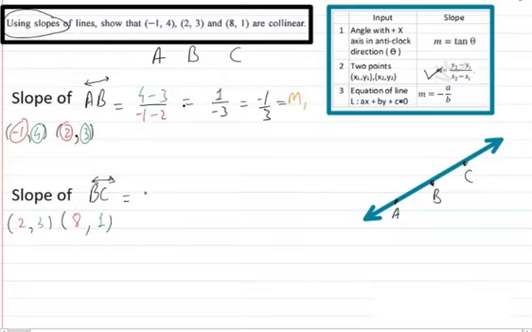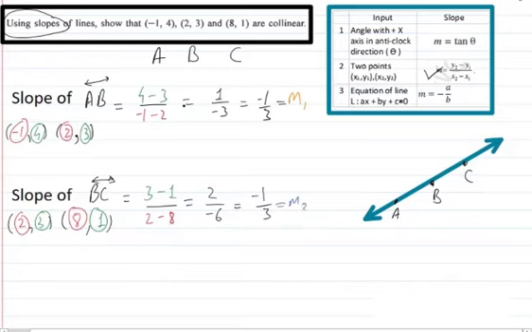Now similarly, let's find the slope of line BC, and the coordinates are (2, 3) and (8, 1). Okay, now let's take the difference of y, 3 minus 1, upon the difference of x, 2 minus 8, or we can say 2 by -6, or -1 by 3, which is our second slope.